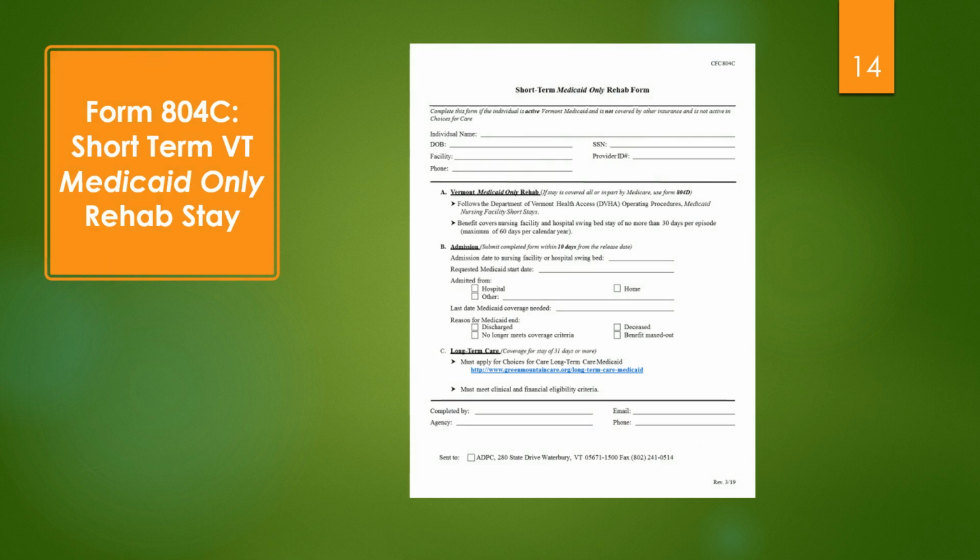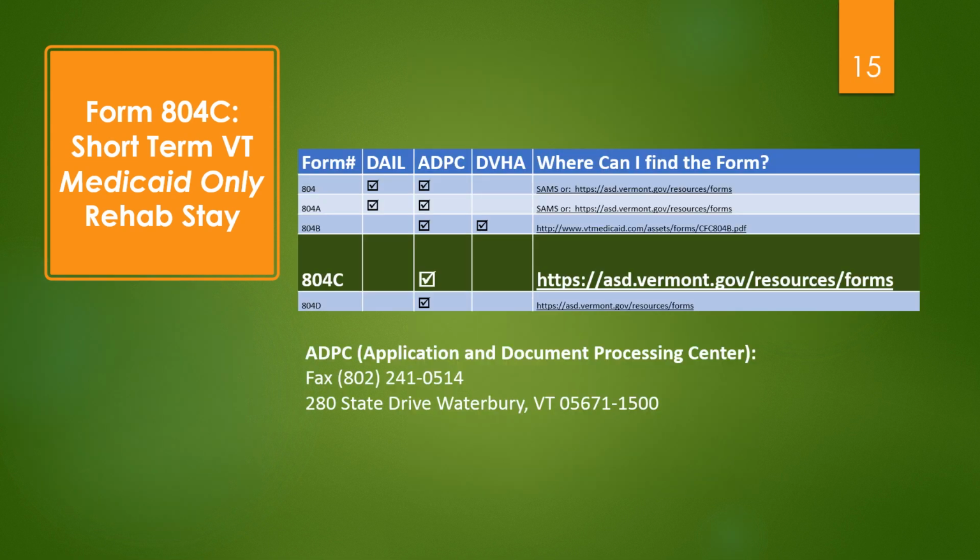To complete Form 804C, Short-Term Vermont Medicaid-Only Rehab Stay, begin by entering the individual's name, date of birth, Social Security number, facility, provider ID number, and phone number. Complete all items in Section B of the form. Finally, enter the name and contact information of the person completing the form. Form 804C is submitted to ADPC.